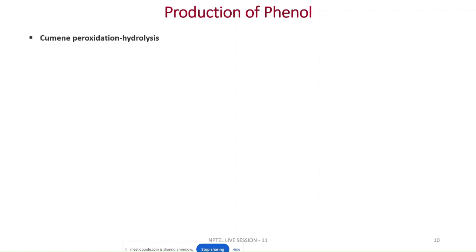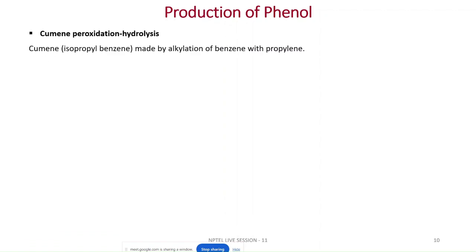The first process we are going to discuss is the cumene peroxidation hydrolysis process. We already discussed cumene in one of the previous classes: cumene, that is isopropyl benzene, is made by alkylation of benzene with propylene, right? Now the chemical reactions involved in the process.